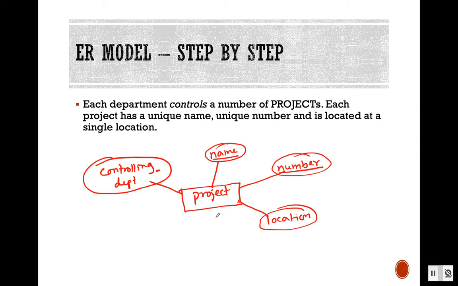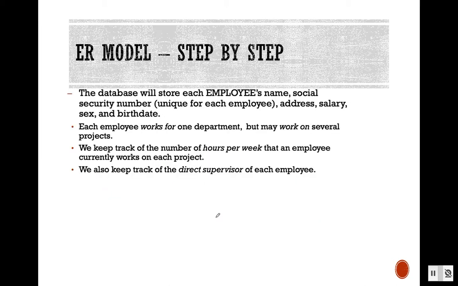All right, so now let's find out how we're going to depict the entity diagram for employee. So this database will keep store of each employee record. Each employee has a name, social security number, unique, address, salary, sex, and birth date. So let's work step by step.